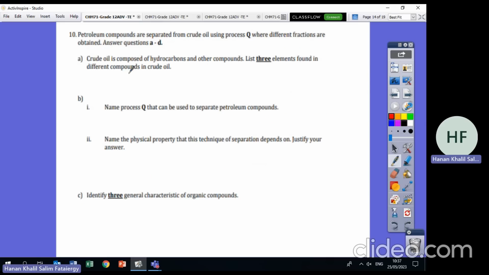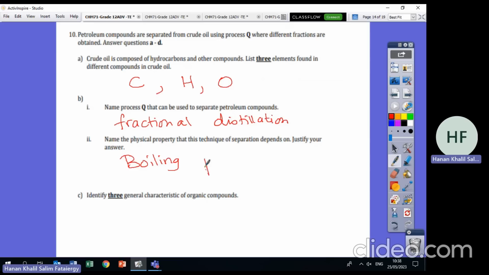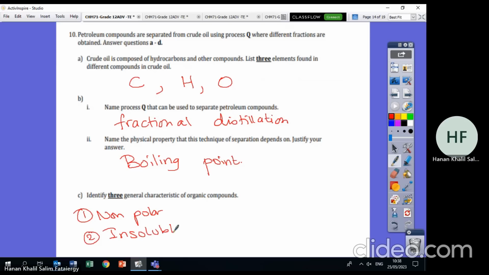Okay, next. Now, crude oil is composed of hydrocarbons and other compounds. There are three elements found in different compounds. In crude oil, we can find C, we can find H, we can find O. Name process Q. Of course, it is called fractional distillation. The physical property used is the boiling point. Now, properties of organic compounds: they are non-polar, they are insoluble in water, and they are bad conductors.